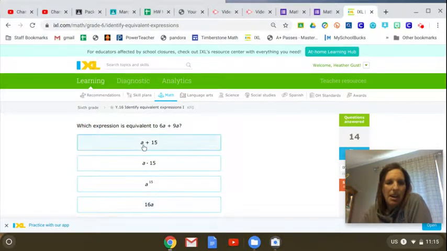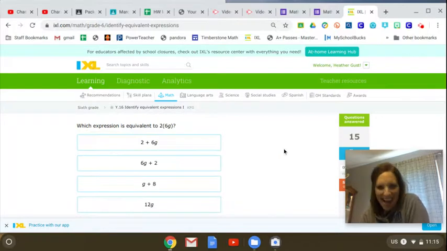I'm thinking that this, if I have another a plus 15, I don't think this is 15a. I don't think you can add these together because they're not like terms. And here I have a times 15. I'm going to go with this one. Let's try it. Okay, I'm brilliant. Let's end on that note.